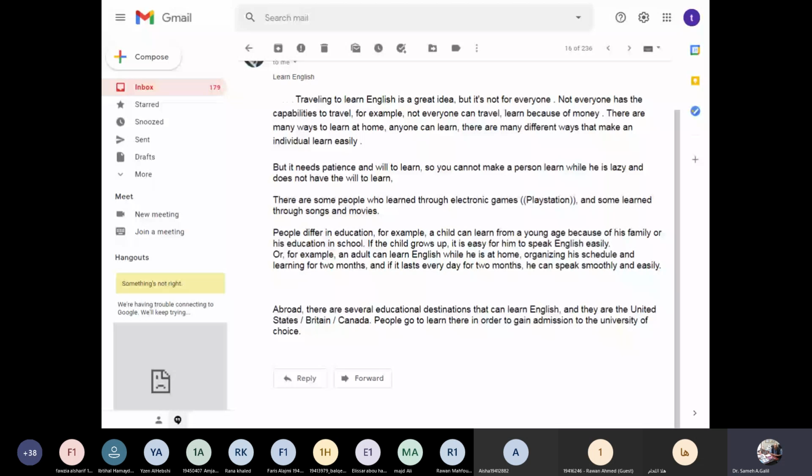Okay, do we have background? Yeah, we have background. When she said not everyone has the capabilities to travel, and then she said not everyone can travel or learn because of money. This is some kind of background, I mean, the building that she's trying to perhaps build. She has a project. What's the project? She's trying to establish the fact that traveling to learn English could be a good idea, but obviously lots of people wouldn't afford it, right?